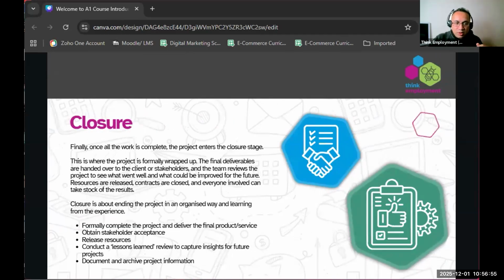Finally, is closure. Okay, that's the last part of the project cycle. So finally, once all the work is complete, the project enters a closing stage. This is where it's formally wrapped up. Final deliverables are handed over to the client or stakeholders, and the team reviews the project.